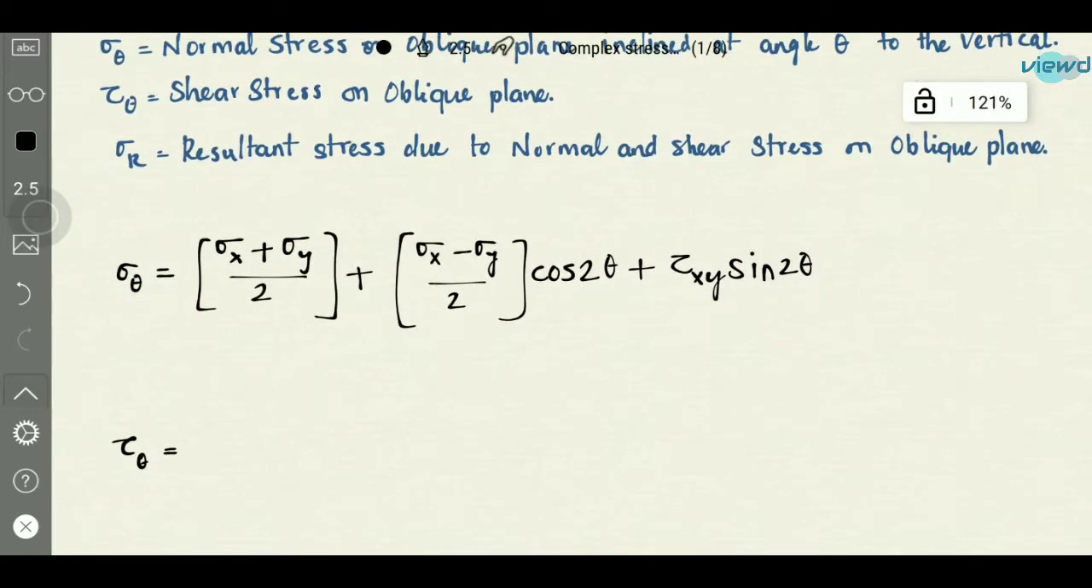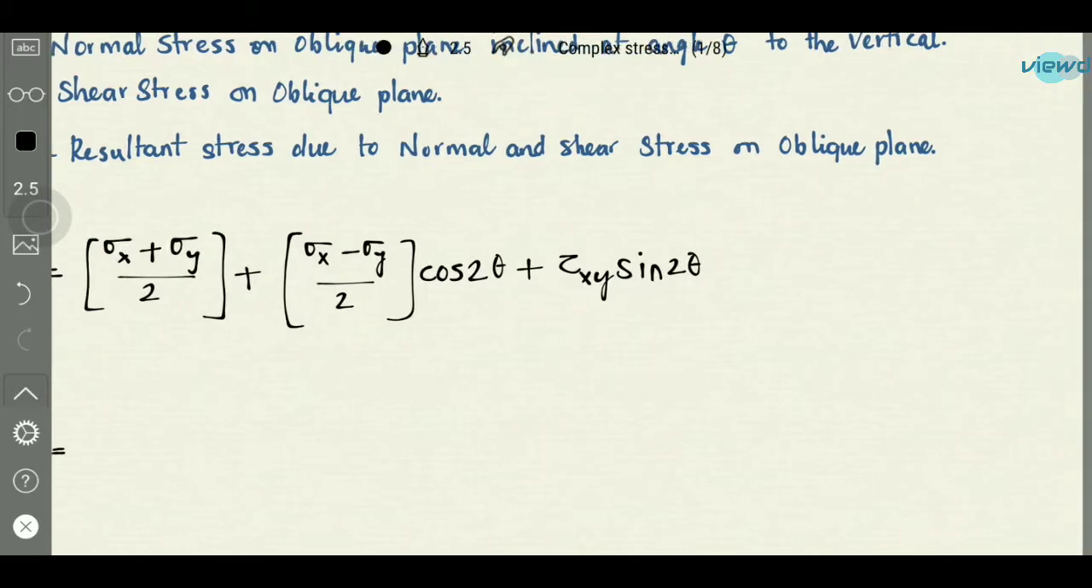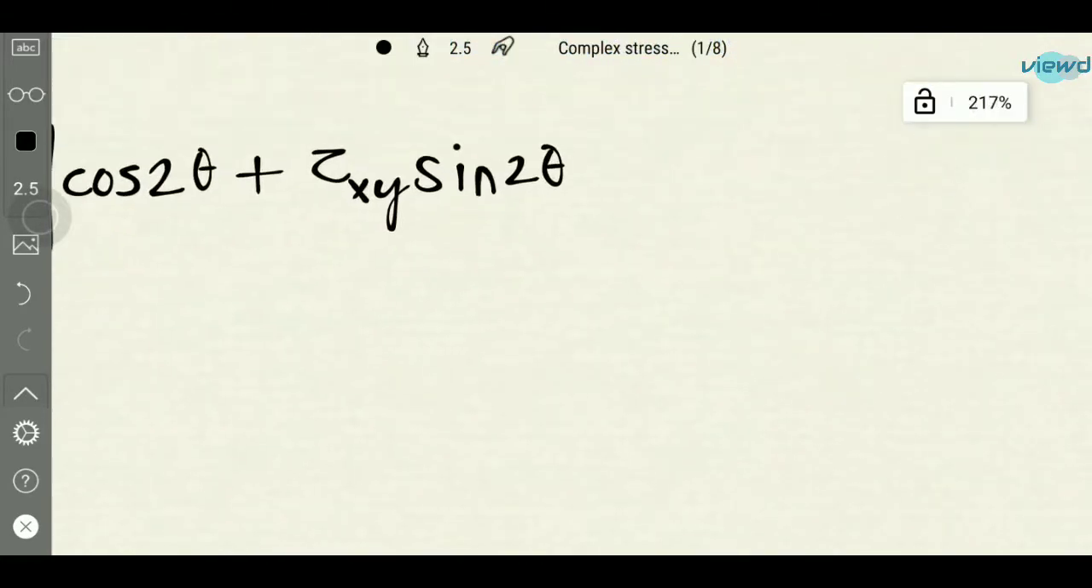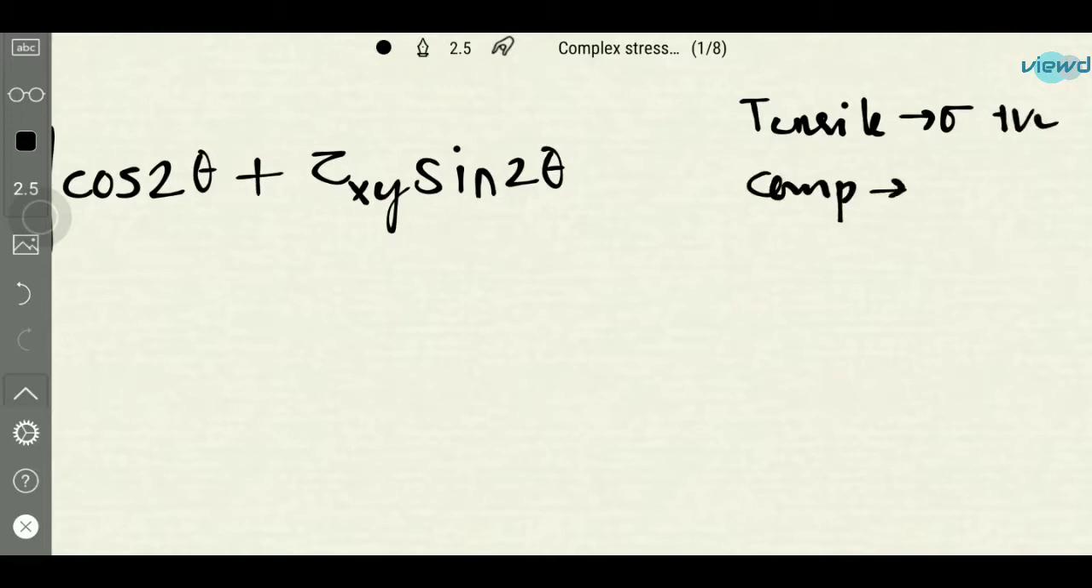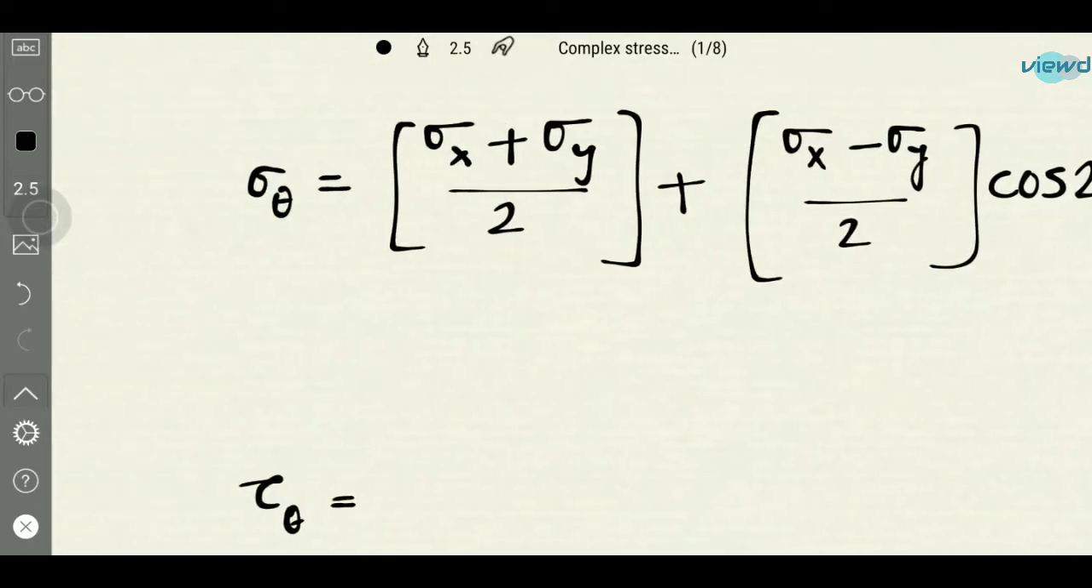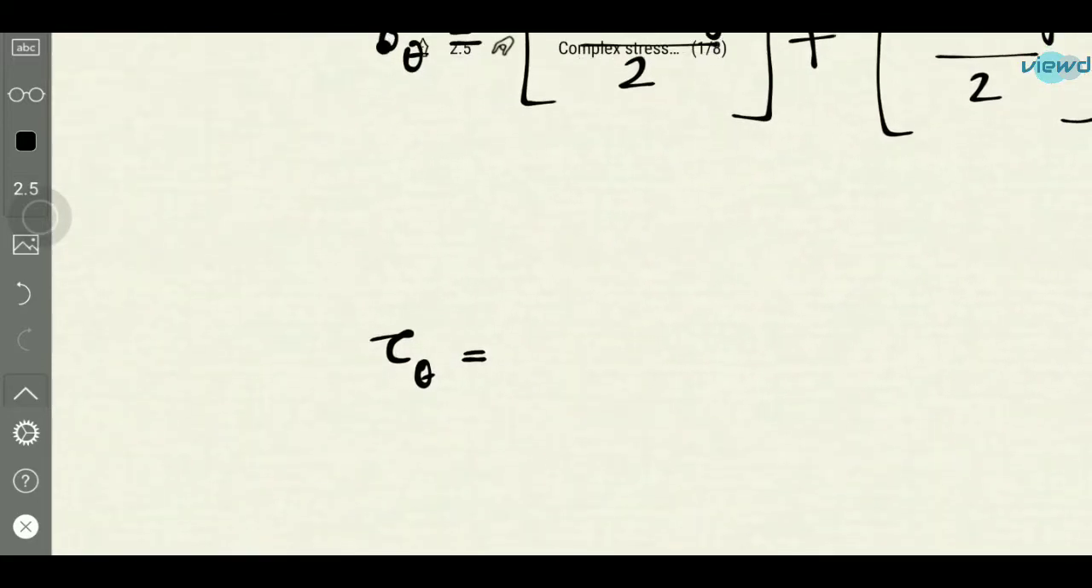Sigma x plus sigma y by 2 plus sigma x minus sigma y by 2 cos 2 theta plus tau xy sin 2 theta. Here, if tensile force is present, sigma is to be taken as positive. If compressive, sigma is to be taken as negative, whether it is sigma x or sigma y. If sigma x is tensile, it is taken as positive. If sigma x is compressive, it is taken as negative. Same for the y-axis. Then what will be the tau value?